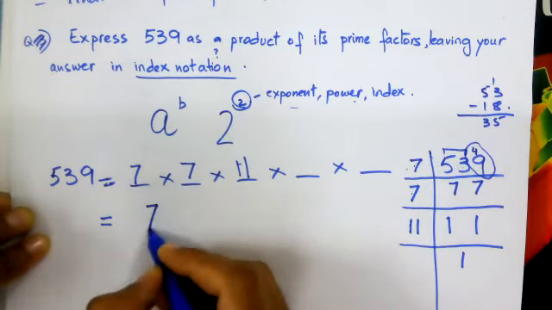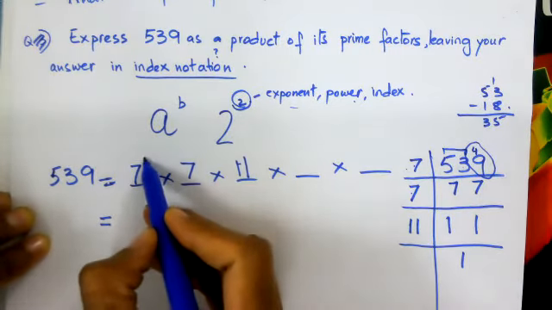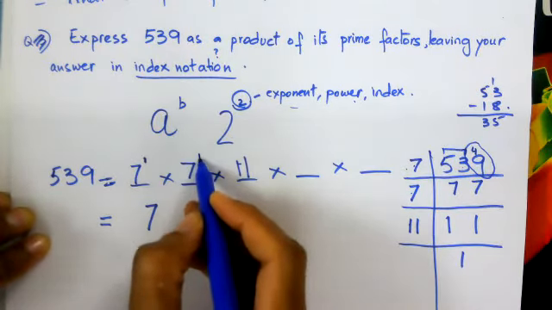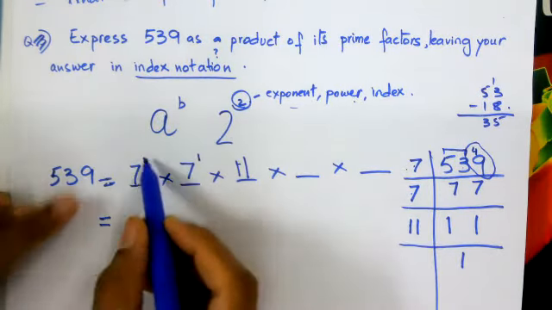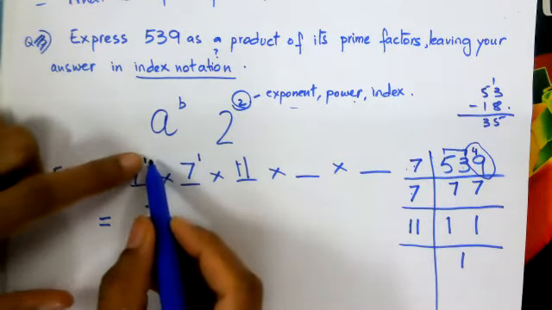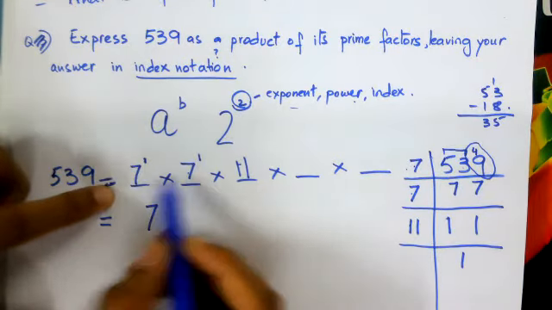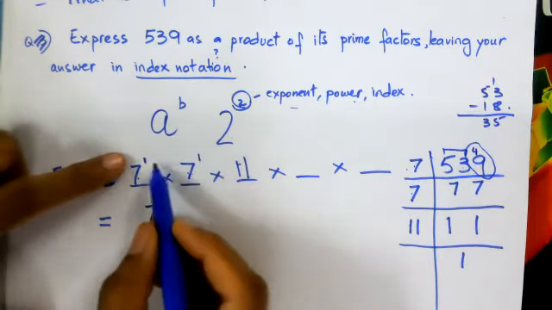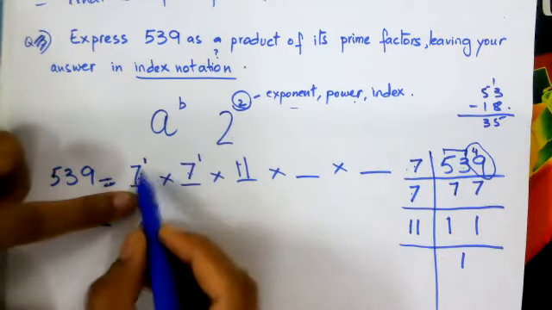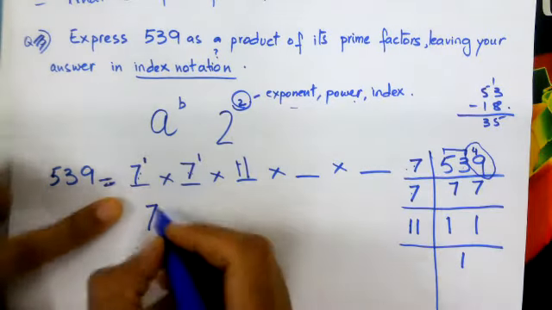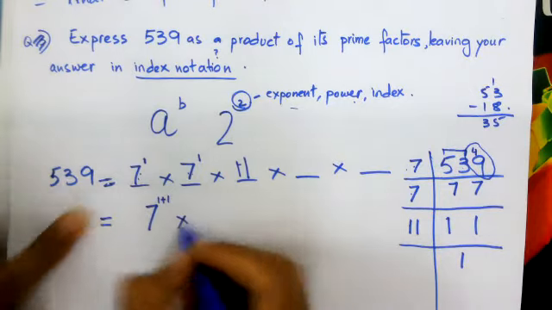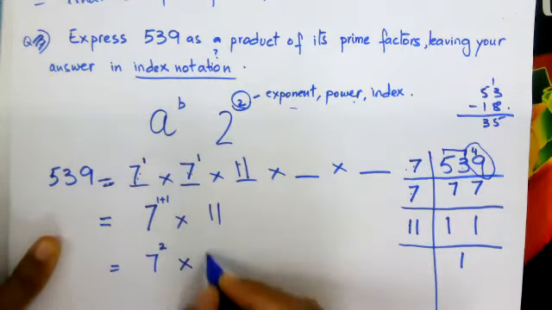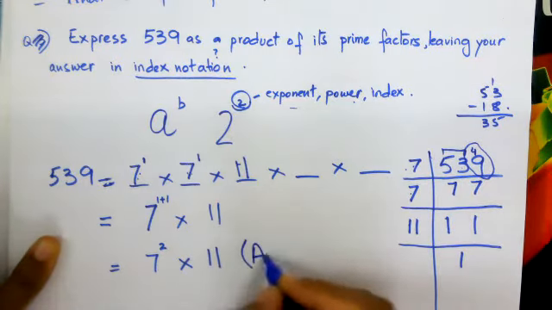So 7 now, cube? No, the square. Yes, the square. How? Because whenever we write a number without a power, it is understood that the power is 1. Now we have the same base, but we have 7 multiplied by 7. So when the bases are the same, we add the powers. So 1 plus 1 is 2, and 1 plus 1 is 2. So 7 square into 11.